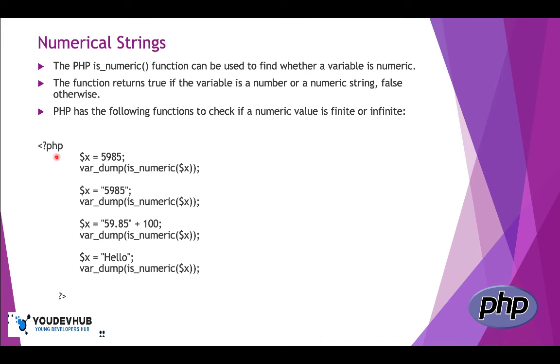Then we have numerical strings. In PHP, the numerical string function can be used to find whether a variable is numerical. That is, we are given a variable and we don't know what form it comes in. We can use its numeric function to determine whether the entry given by the user is a numerical number or not a numerical number.